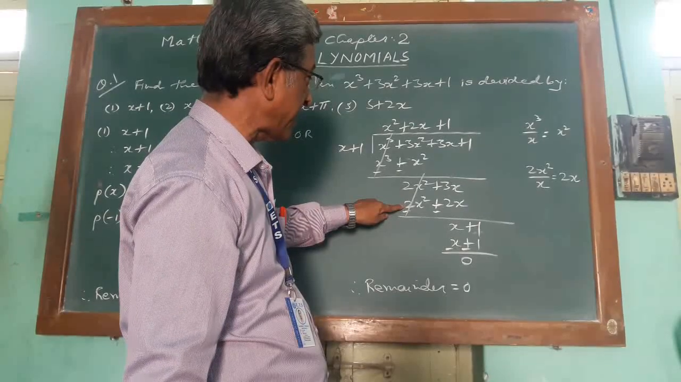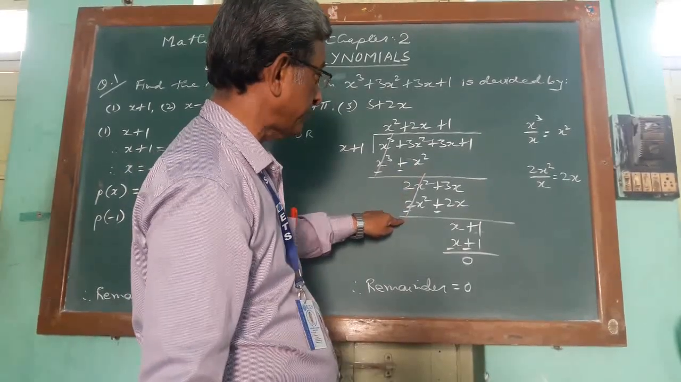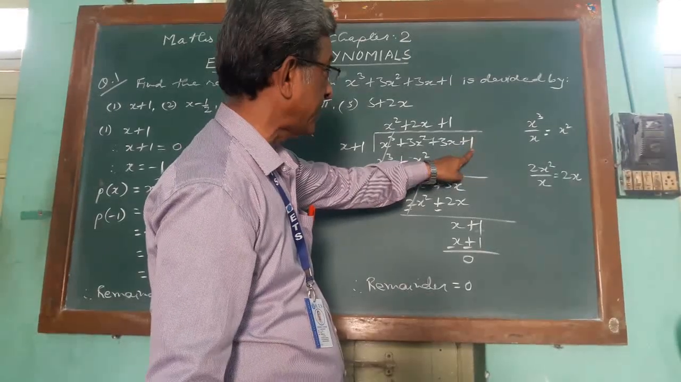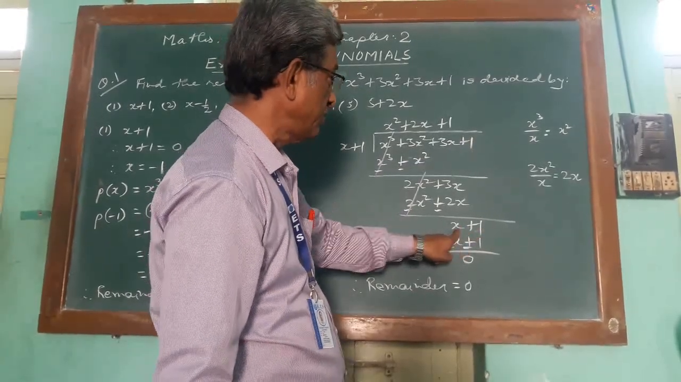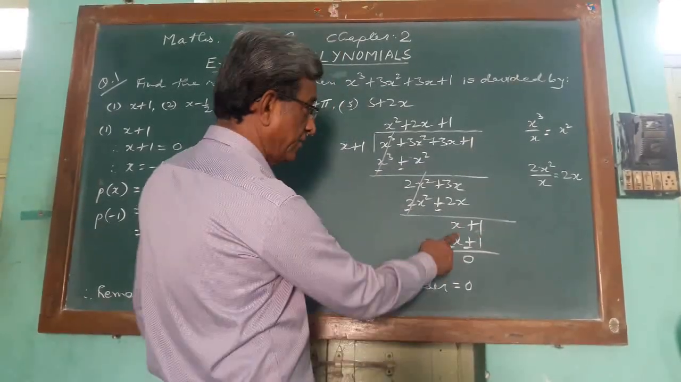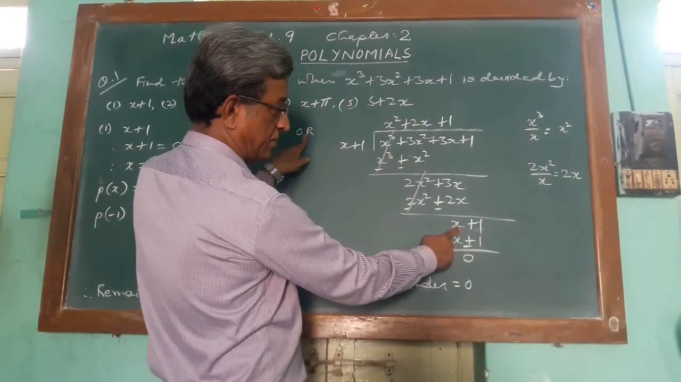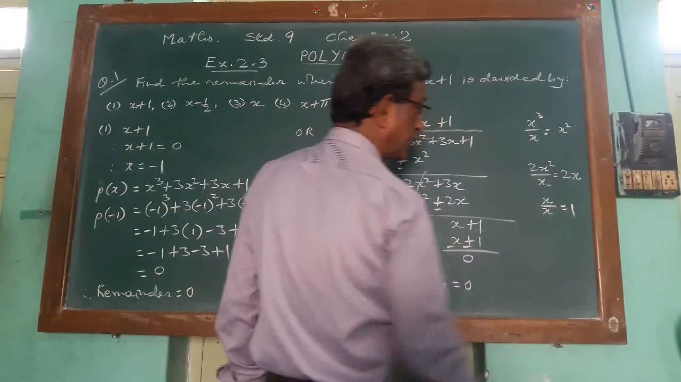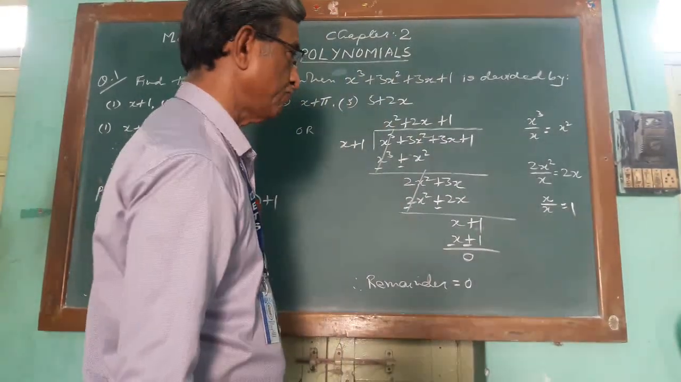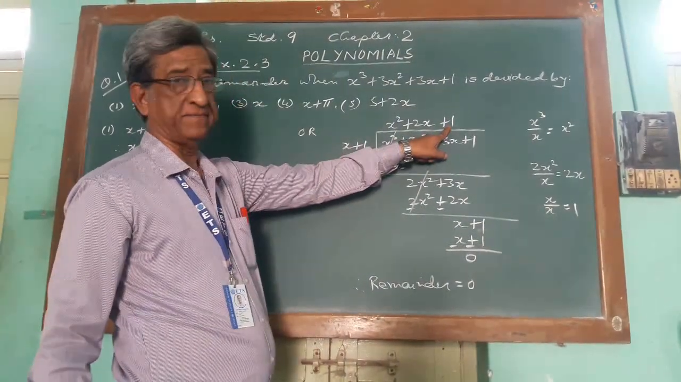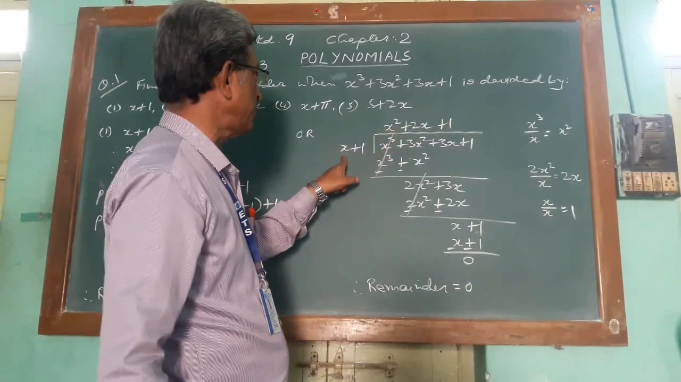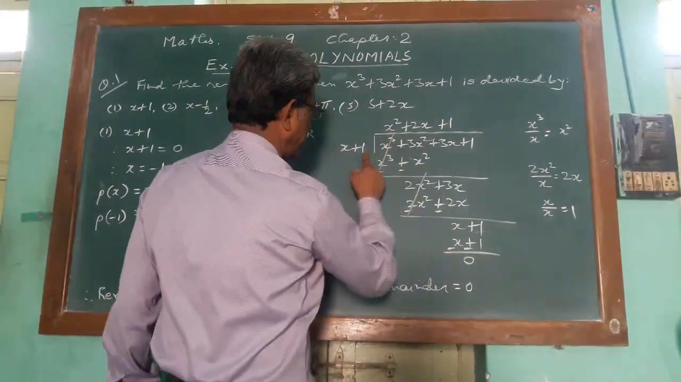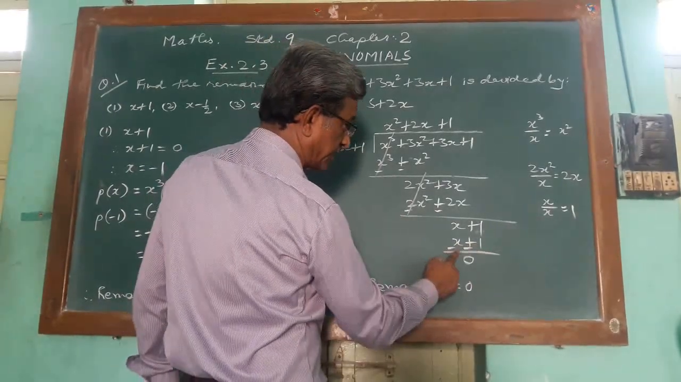Plus 2x square and minus 2x square will cancel. 3x minus 2x gives you x. Bring down this 1. So here you will get x plus 1. Again first divided by first, and x upon x is equal to 1. So write down that 1 here. Now multiply both the terms by 1. 1 into x gives you x. 1 into 1, 1. Change the sign.